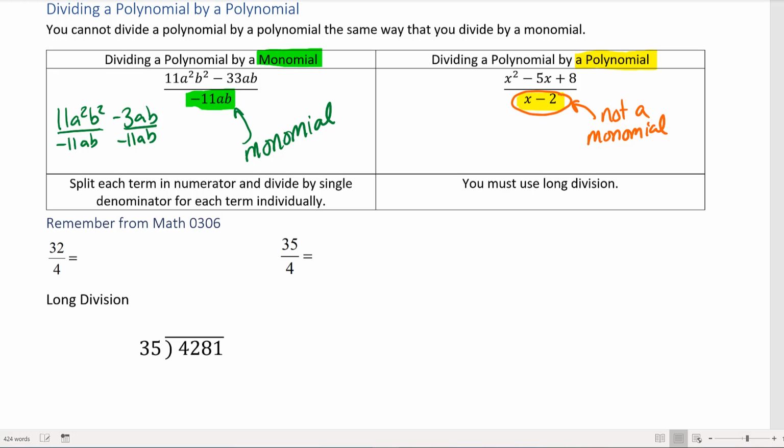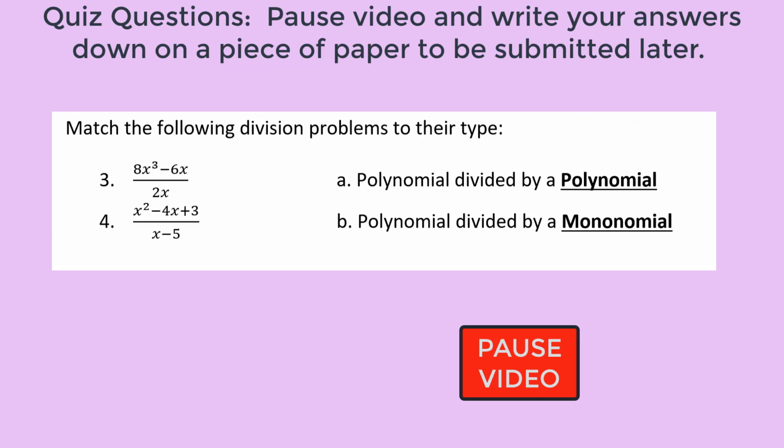It is either a polynomial or a binomial. You must do something different, and the something different is called long division. And that's what we're going to be teaching you, how to divide a polynomial by a polynomial using long division.